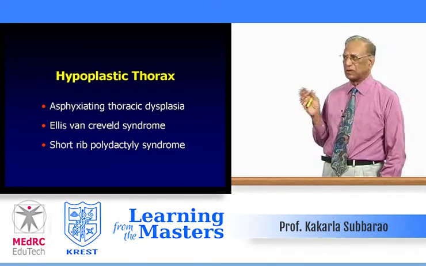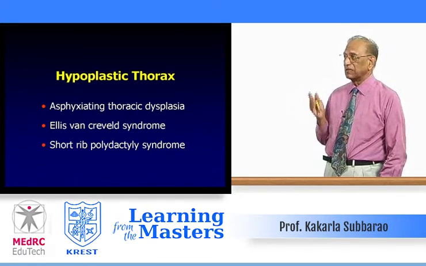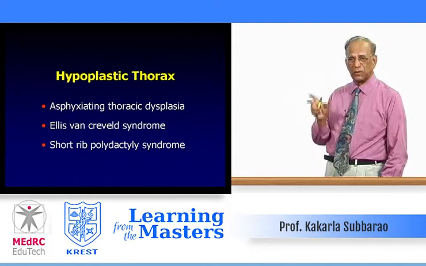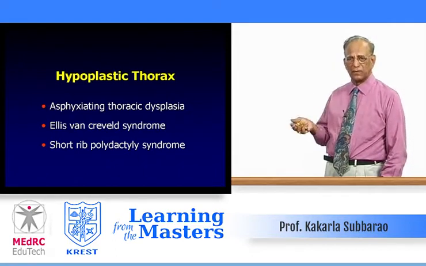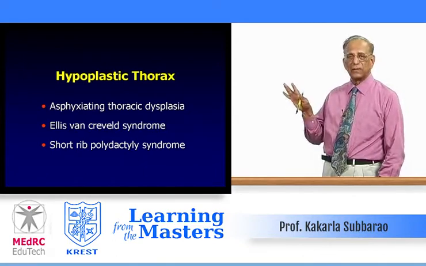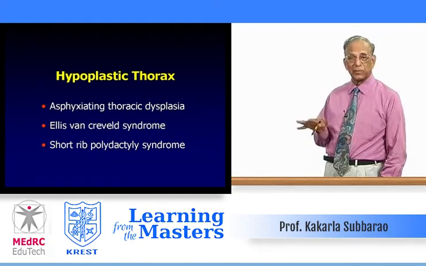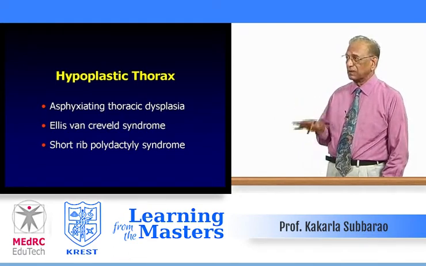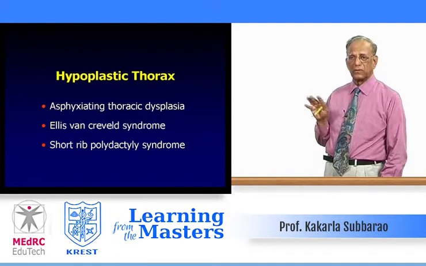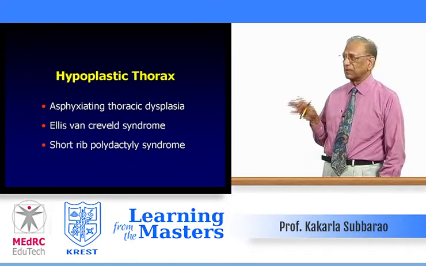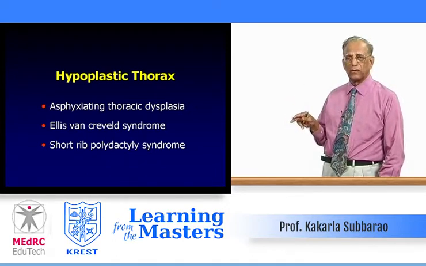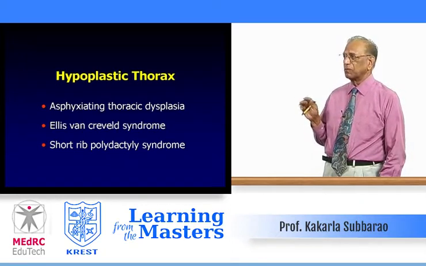Usually the children do not survive for long. Ellis-Van Creveld syndrome, there also there is a small thorax, but there are other anomalies like ASD, VSD, the heart, skeletal anomalies, particularly the hands are typical: polydactyly, syndactyly, syncarpus. These are some of the clinical as well as radiological features in Ellis-Van Creveld syndrome, or you call it chondroectodermal dysplasia. Short rib polydactyly syndrome.